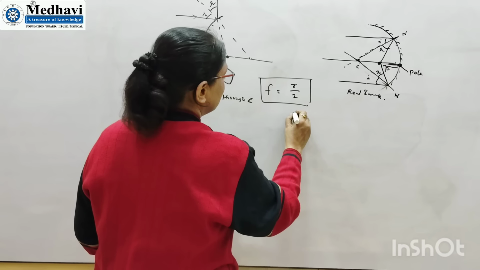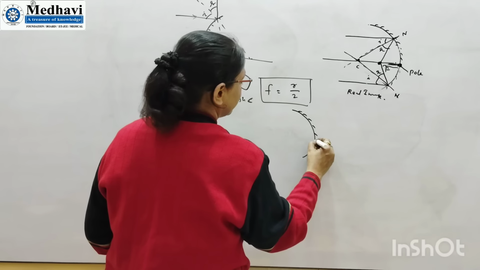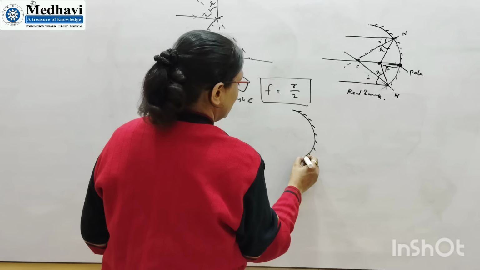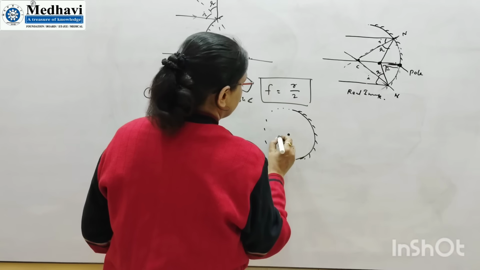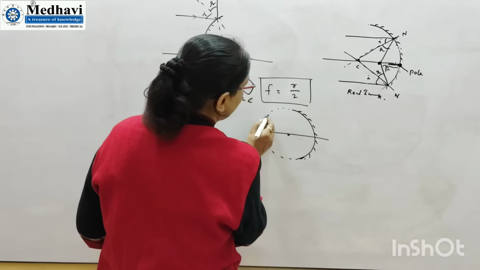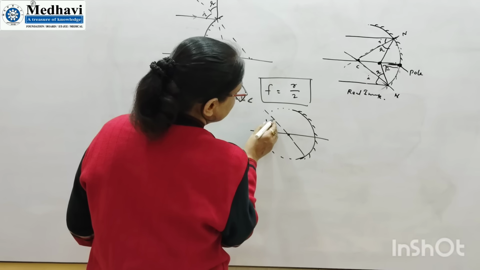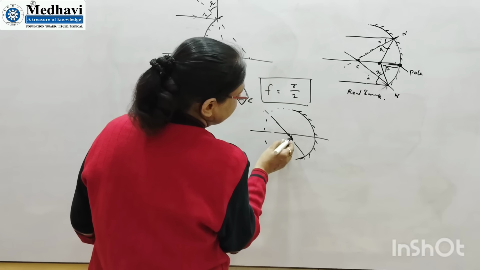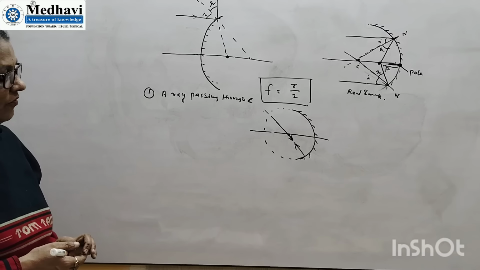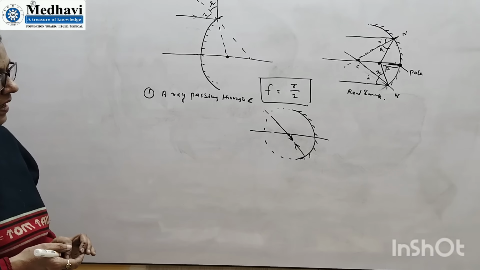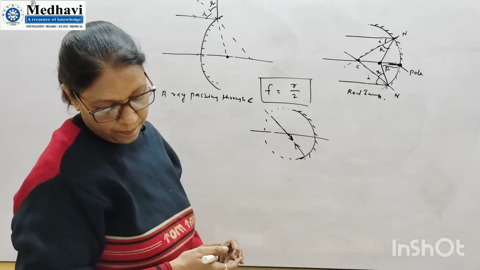I am using the concave mirror here because it is easy to draw. If a ray strikes and passes through the center of curvature, then it will return back, it will retrace its path. A very important information: the way it goes, it will bounce back along the same path. That's why it will retrace its path.